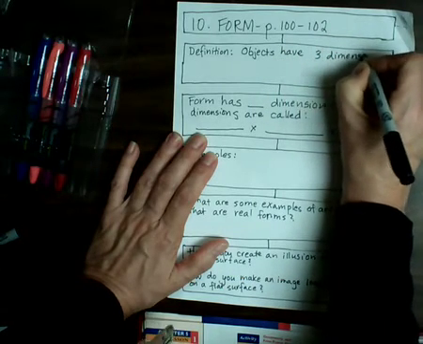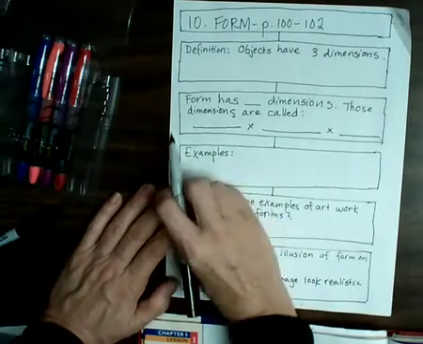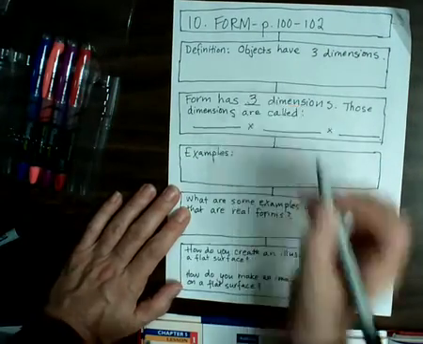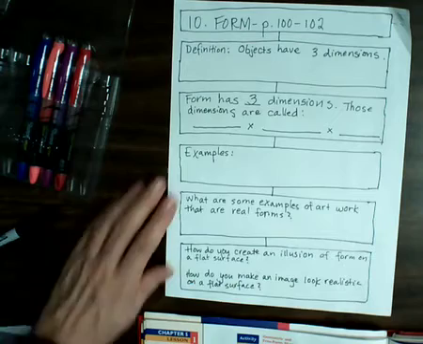So I guess I put a little more information down here than I need to. So form has what? 3 dimensions. What are those dimensions called? According to your book, what does it tell you in your book? Length, width, and depth.